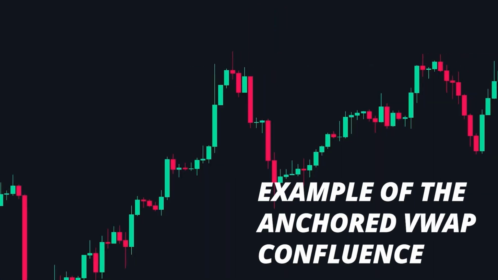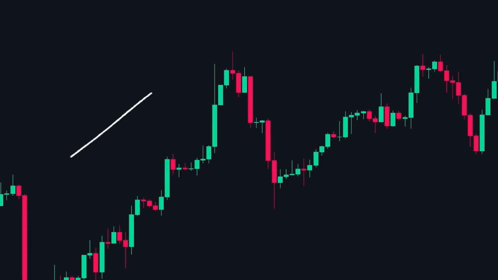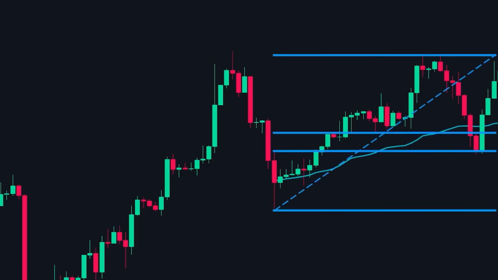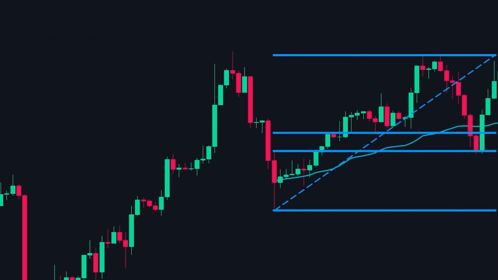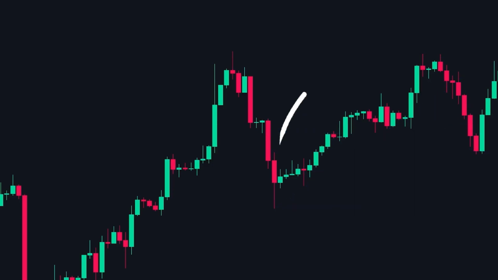Here's an example of the anchored VWAP confluence. The price was in a strong uptrend and made a huge impulsive move before pulling back. We plot the anchored VWAP from the beginning of the up run and use the Fibonacci retracement tool. The golden zone on the Fibonacci retracement coincides with the anchored VWAP, implying that this sector should provide strong support. When the price returns to this level, it produces a bullish engulfing candle with the enormous green candle covering the entire red candle from the prior time. This bullish engulfing candle indicates a possible upward reversal.